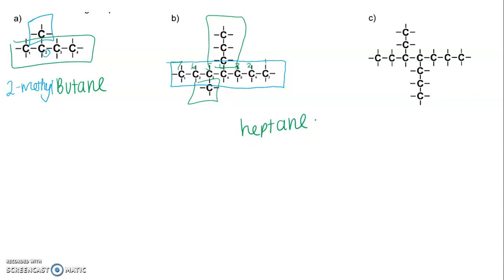Then we have 2 different groups. We have this group here, 1 carbon, so the name of that is methyl. And then we have a 3-carbon substituent group, not parent chain. So what would be the name of this substituent group? 3 carbons. It's called propyl.